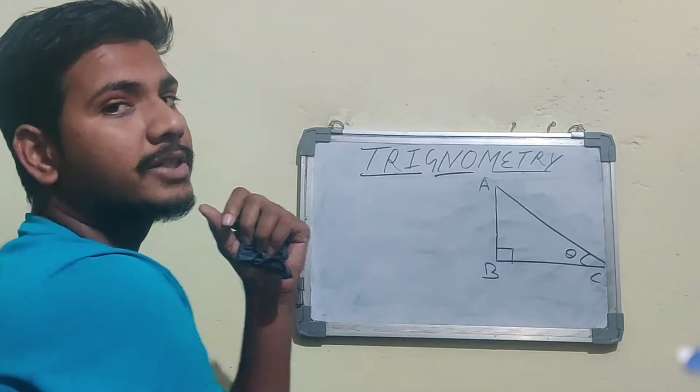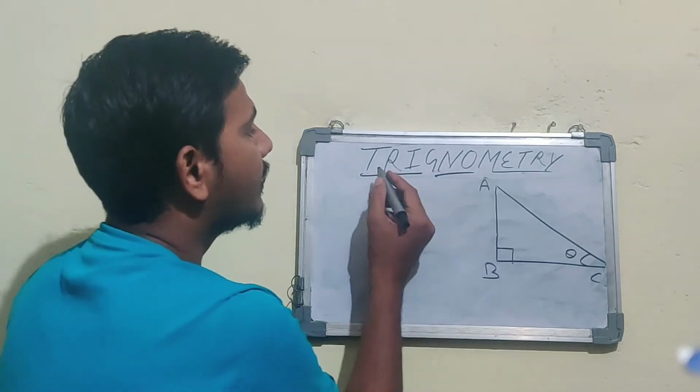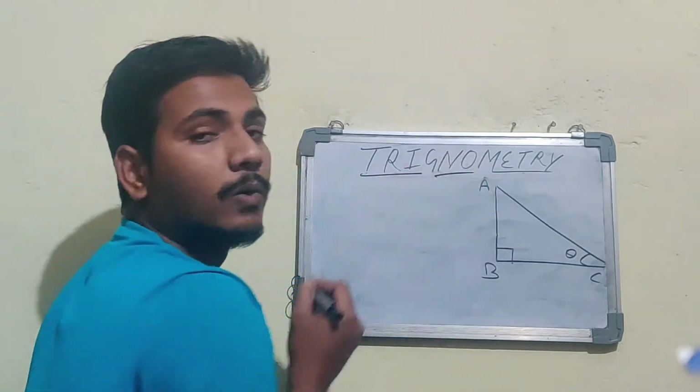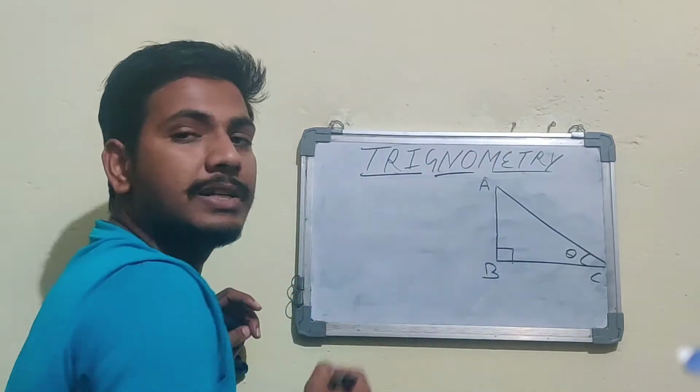Trigonometry is a Greek word which is made up of three words: tri, gonia, and metry. Tri means three, gonia means angles, and metry means measurement.